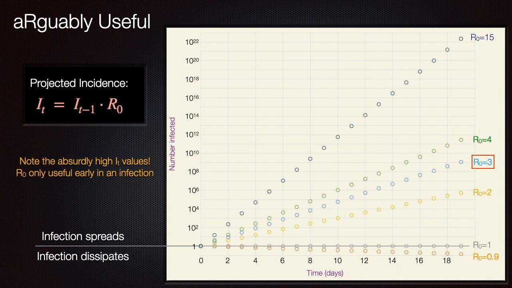So R0 is a valuable estimate of theoretical spread of an infection and can be useful on the ground in the very early stages of an outbreak. But unfortunately, R0 is not nearly as valuable in the real world as a predictor of spread.